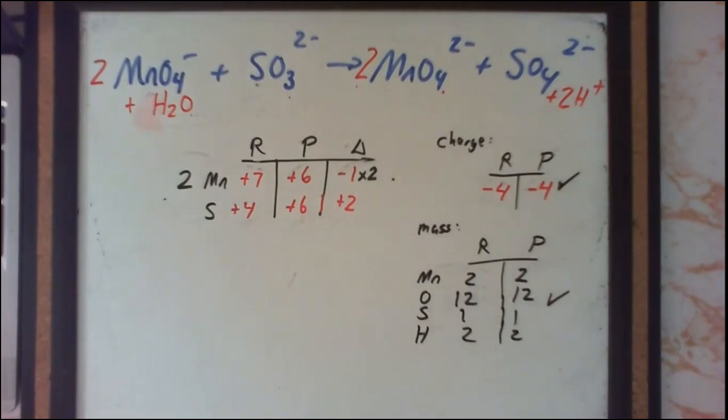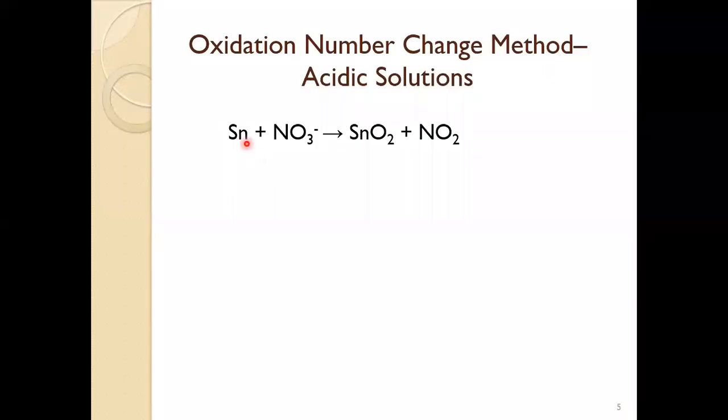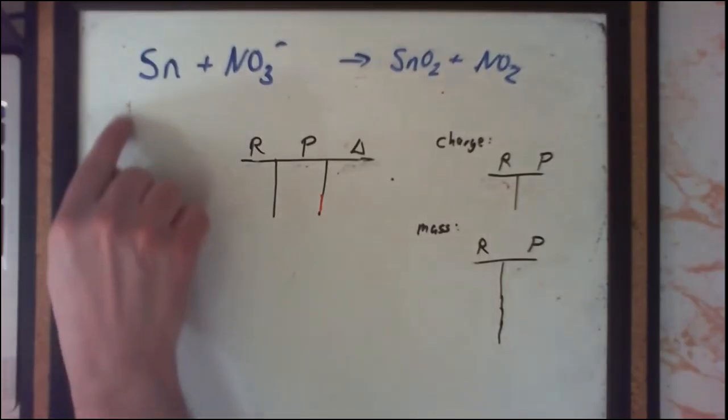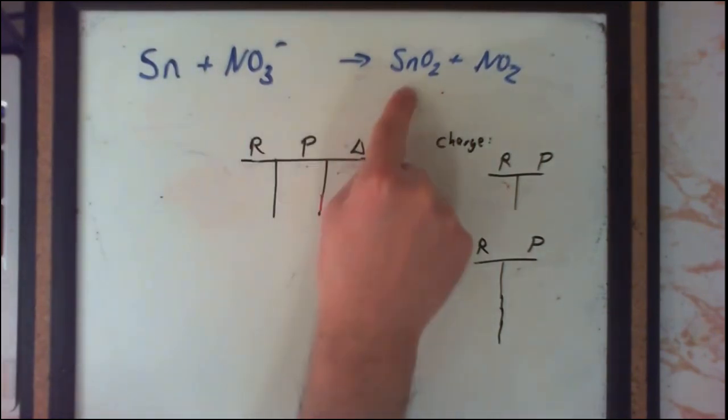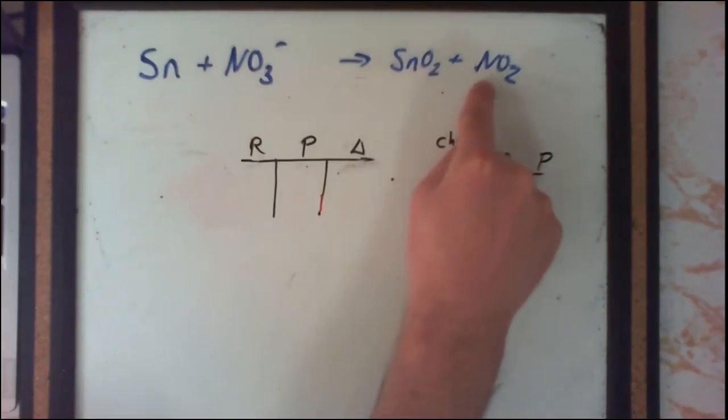the previous lesson. In this example, we have tin reacted with nitrate to produce tin 4-oxide and nitrogen dioxide. The first step is to make sure everything is mass balanced except for hydrogen and oxygen. 1 tin equals 1 tin, one nitrogen balances one nitrogen.